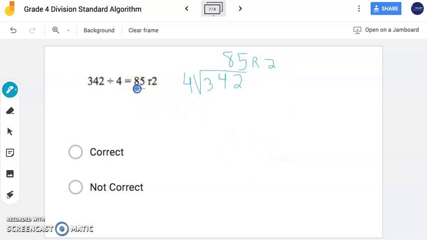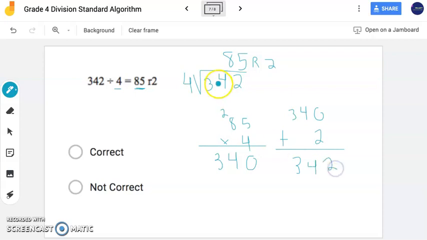I'm going to take my quotient and I'm going to multiply it by my divisor. So I have 85 times 4. And when I do my multiplication, we're going to see if this gets to my dividend. So 4 times 8 is 32, plus 2 is 34, so 340. Now, just like the previous problem, I have a remainder here. So I still need to include that when I'm checking my work. So I have 340, and now I'm going to add my remainder of 2, giving me 342, which in fact, that was my dividend here. So my answer here, this problem is correct.